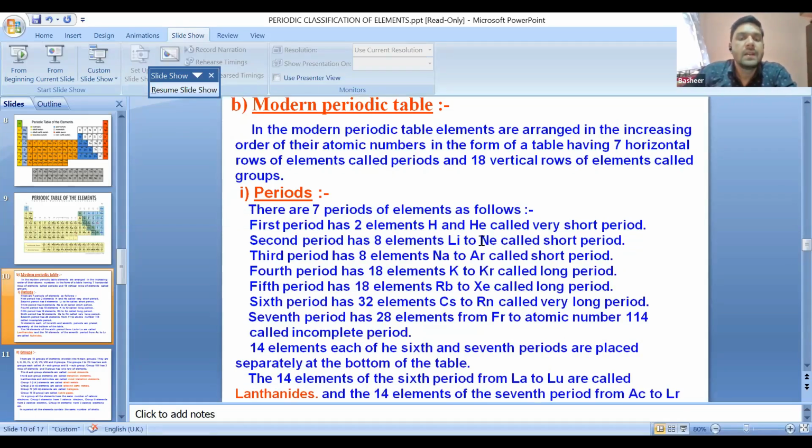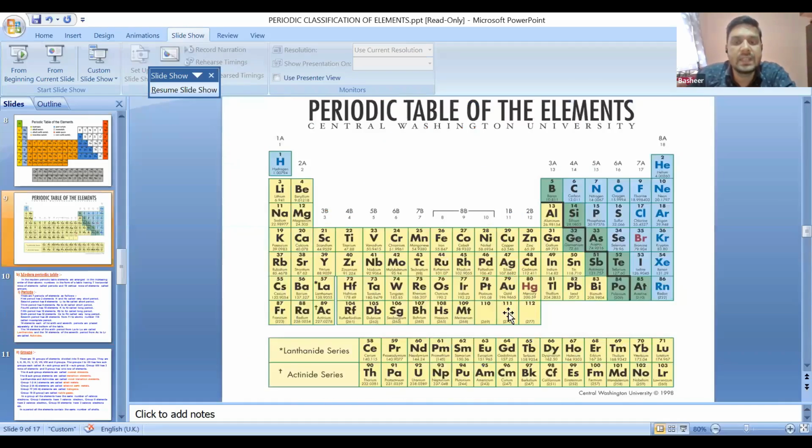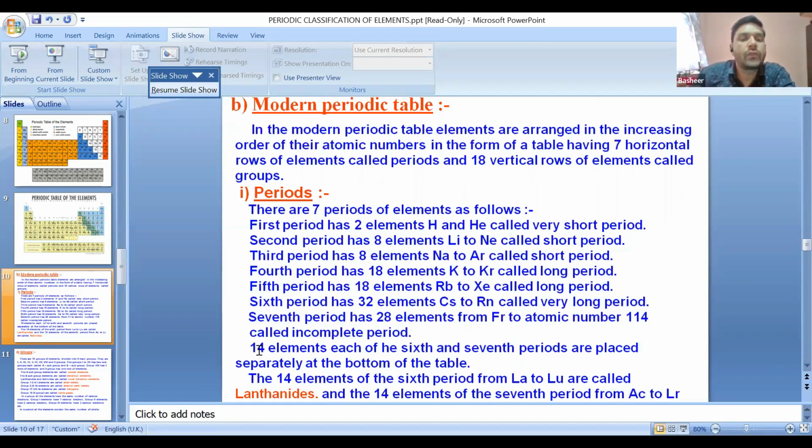Now come to the 7th period, 28 elements, and we have an incomplete period. You can see the last one is incomplete. 110, 111, 114. Now the 114 is there, but it's not there in this periodic table. So the 14 elements of each of the 6th and 7th periods are placed separately at the bottom of the table.